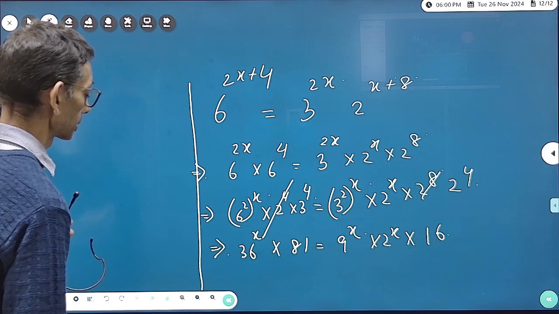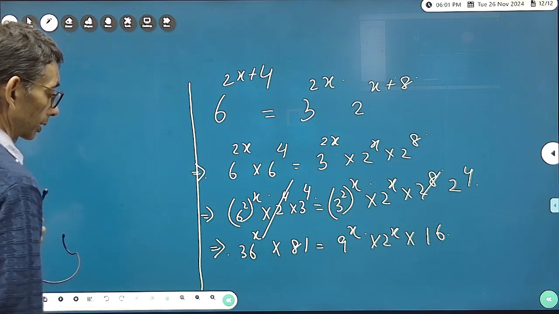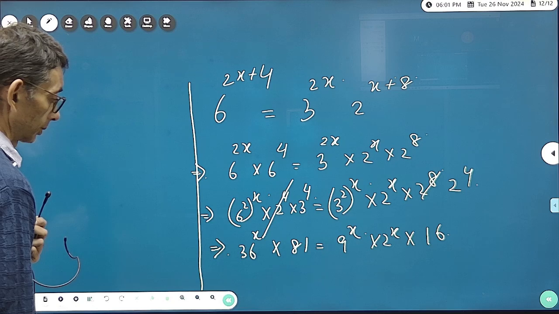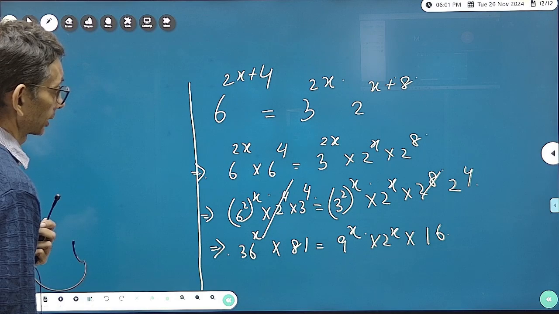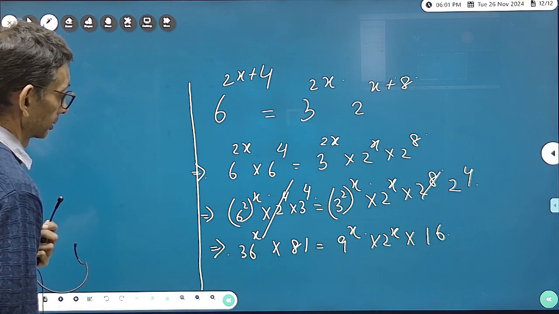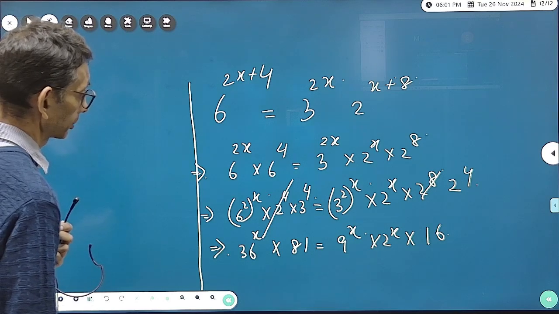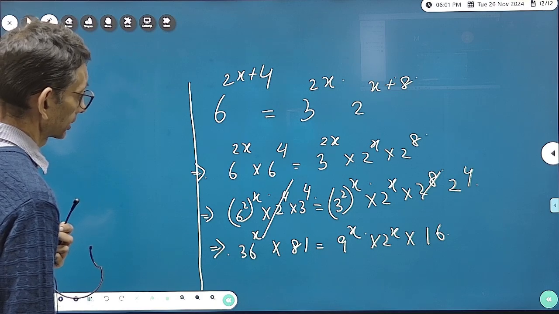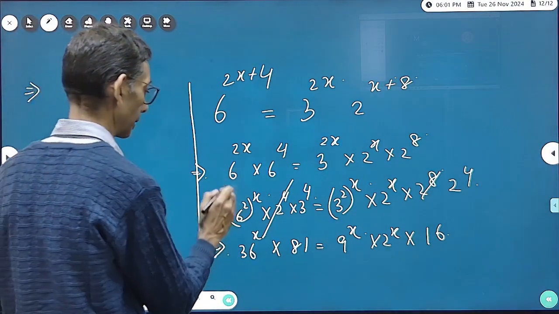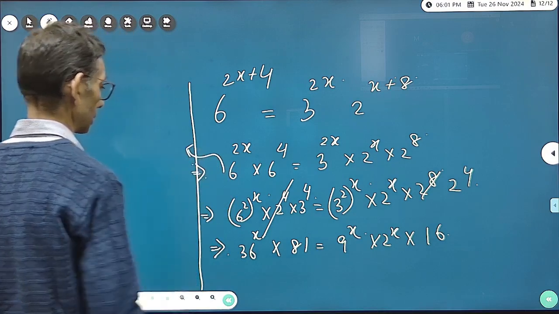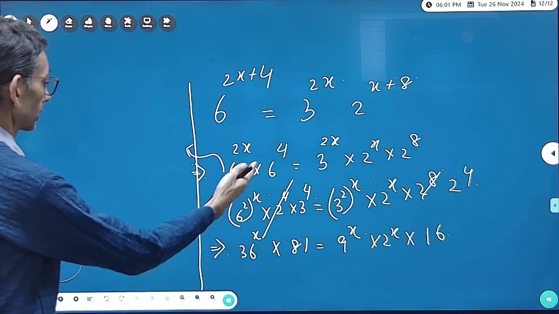So what you can do is, 36 means 6 to the power twice x, right? 6 to the power twice x is 2 into 3, 2 to the power twice x, 3 to the power twice x. And 2 to the power x, I am writing this separately from this step. From this step I write this again, and it will be easier to do from here.